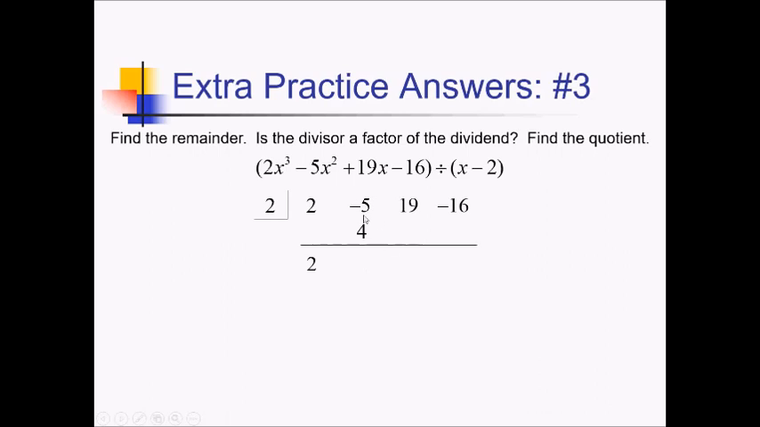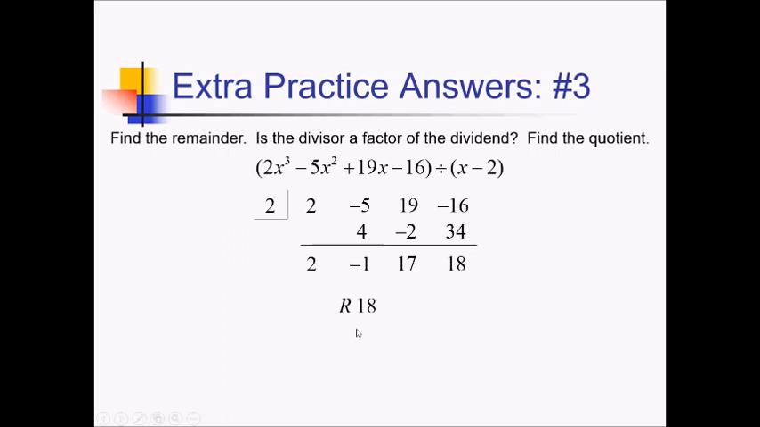So negative 5 plus 4 is giving us negative 1. 2 times negative 1, that gives us negative 2 up here. 19 plus negative 2 is 17. 2 times 17 is 34. And negative 16 plus 34, that's going to be 18. This last number here is our remainder of 18.